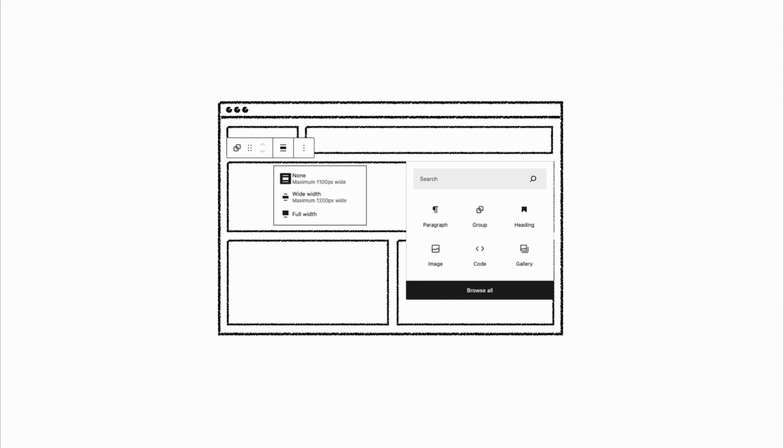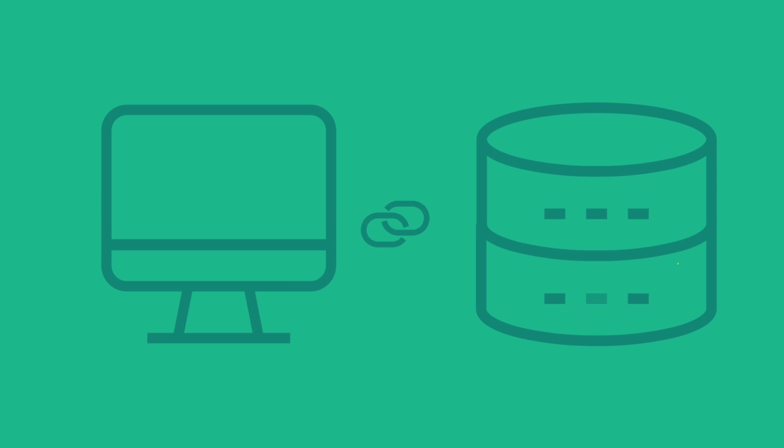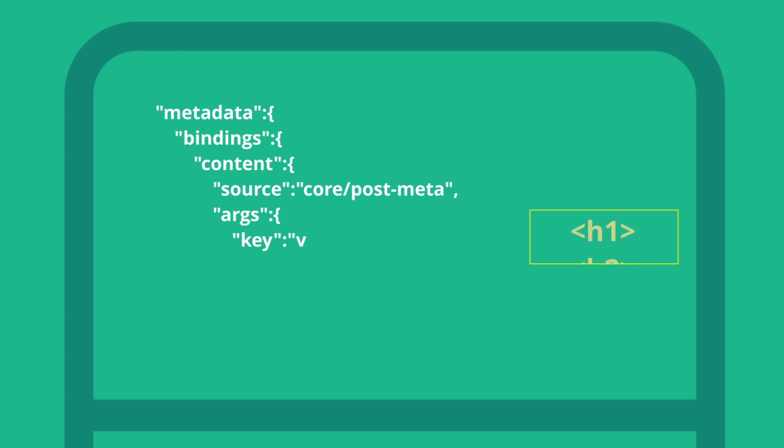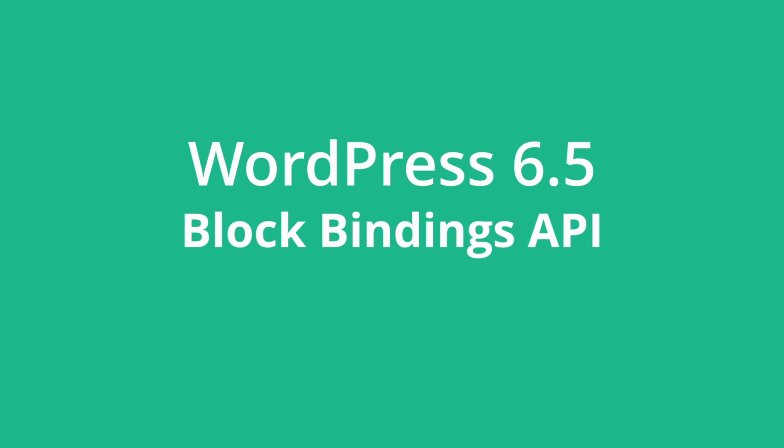And these days, with the concept of Gutenberg and modern web development, we have binding and objectifying. But what does that mean? So binding refers to associating data or functionality with a specific element or event. Objectifying involves representing elements or components as objects in code. In WordPress 6.5, we have the new block binding API.